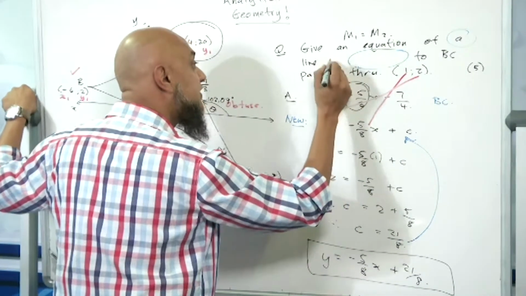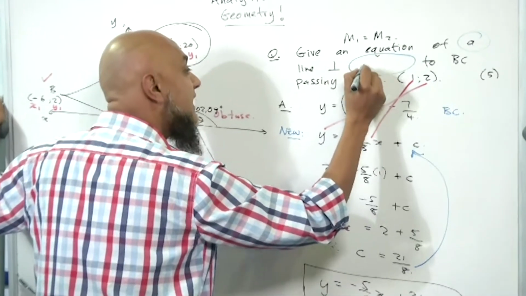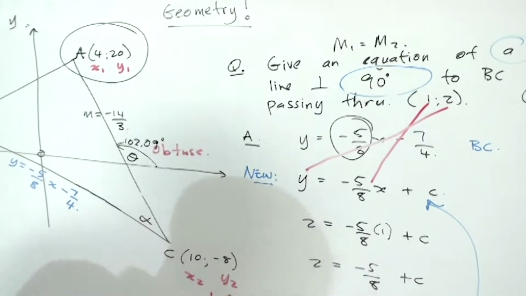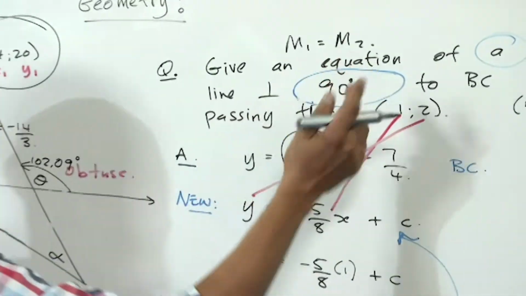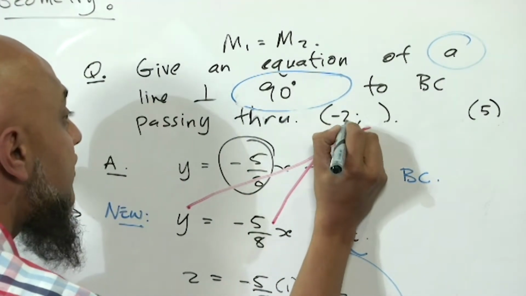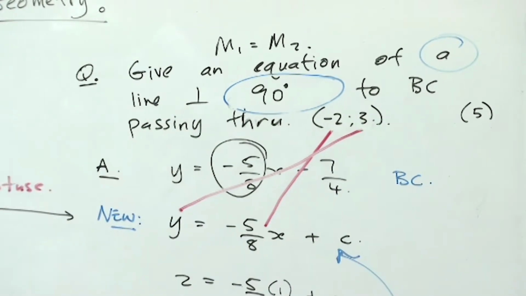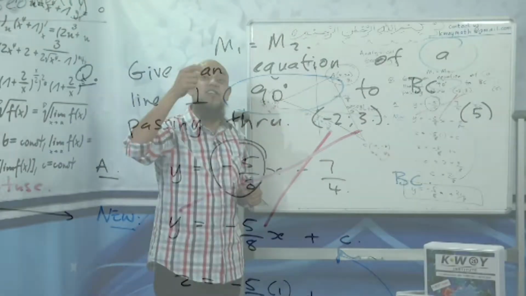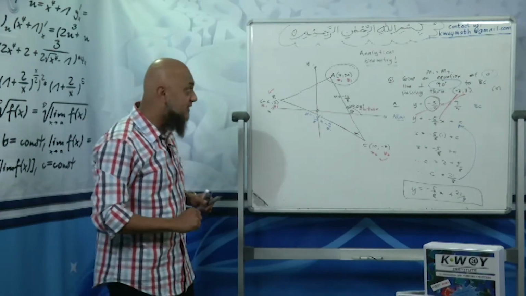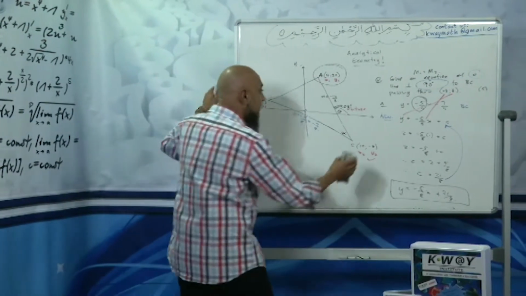So we're changing the symbol. We're now going to say 90 degrees to BC. Perpendicular means 90 degrees. So perpendicular to BC, passing through, let's choose another point. Let's choose -2 and 3. And we'll give you another 5 marks for that. So can you see how all these marks are building up your total mark component for analytics? Okay, so let's get started.